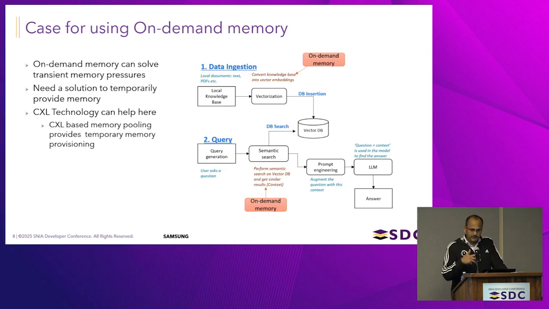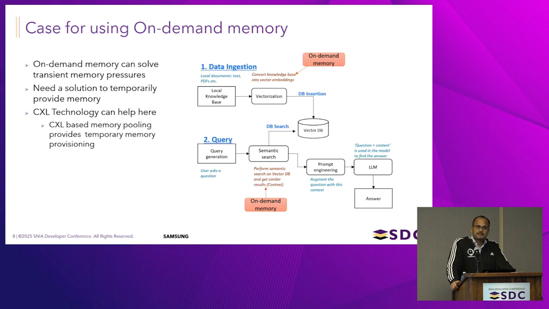So now we have established the case of the situation of transient memory demands in RAG pipelines. Now let's see some potential solutions. So we can see the case for on-demand memory here. What we really need is a memory that we can borrow when the workload demands it and release when the work is no longer required. That's what we actually need.